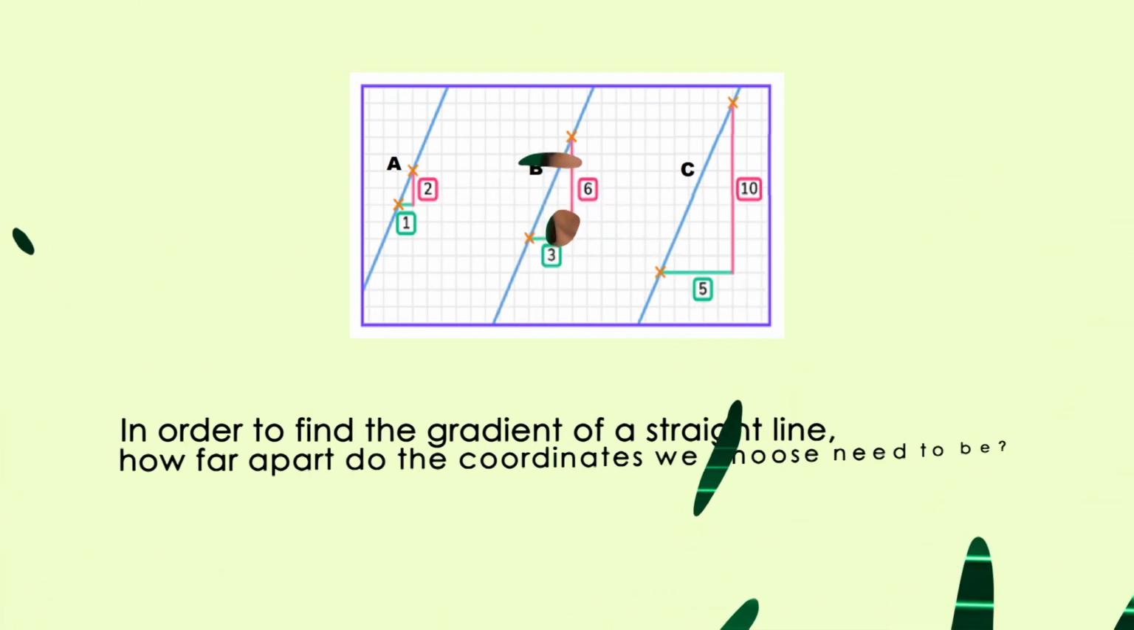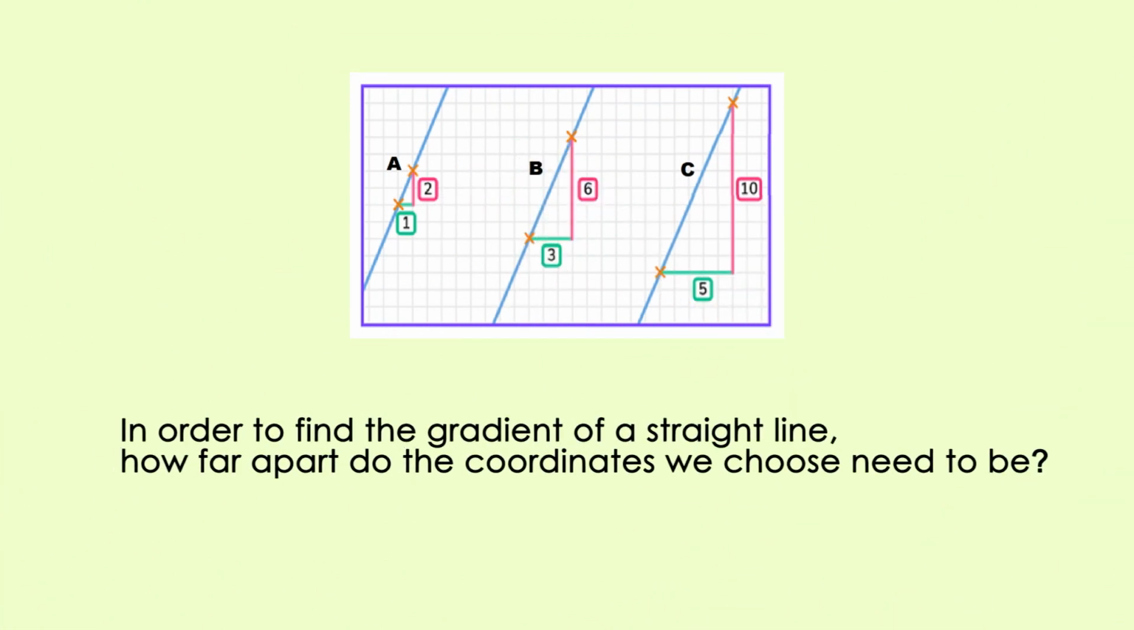In order to find the gradient of a straight line, how far apart do the coordinates we choose need to be? Look at this diagram and observe all 3 lines A, B, and C. Which one is the correct way of choosing 2 points? What do you think? Let's try to calculate the gradient for each line.